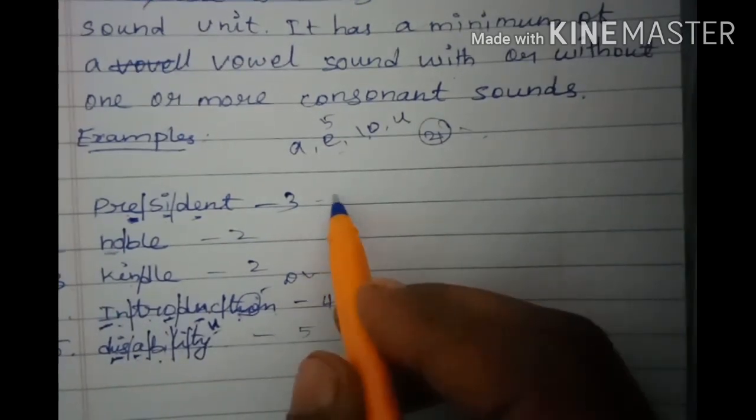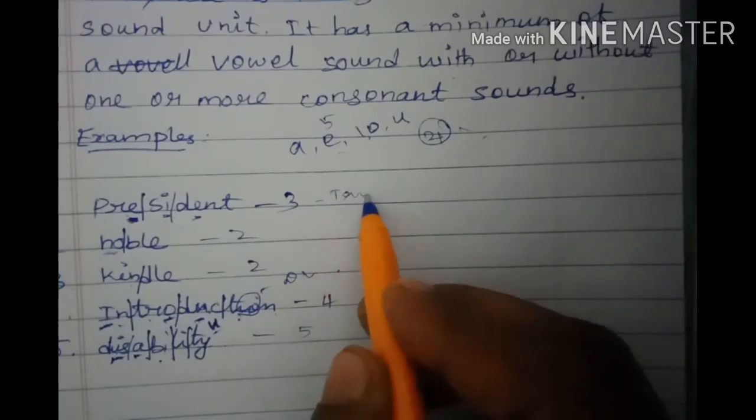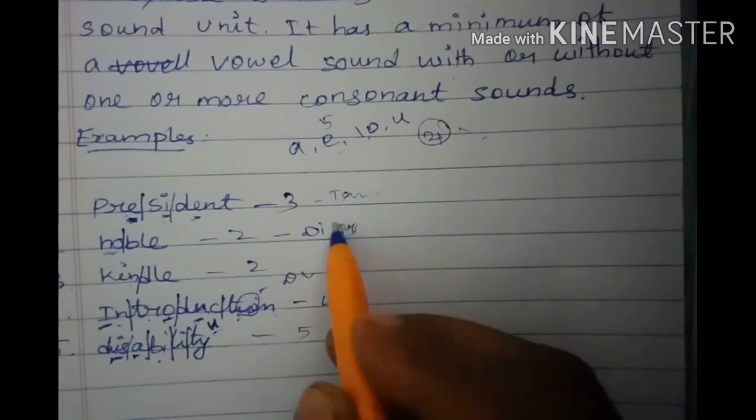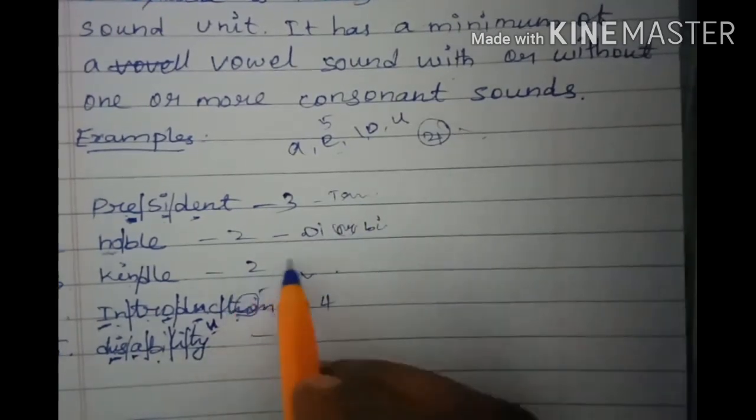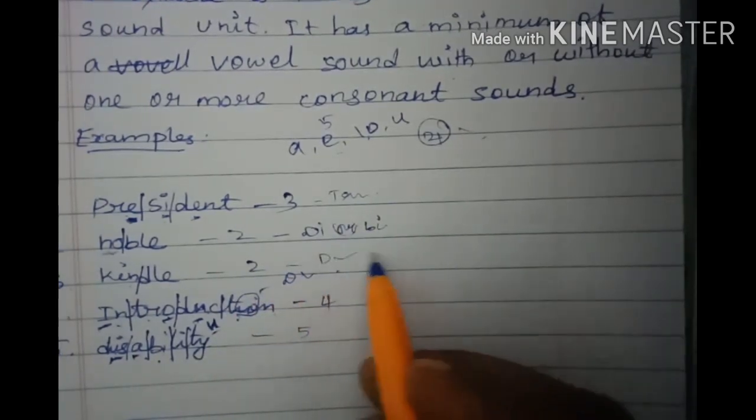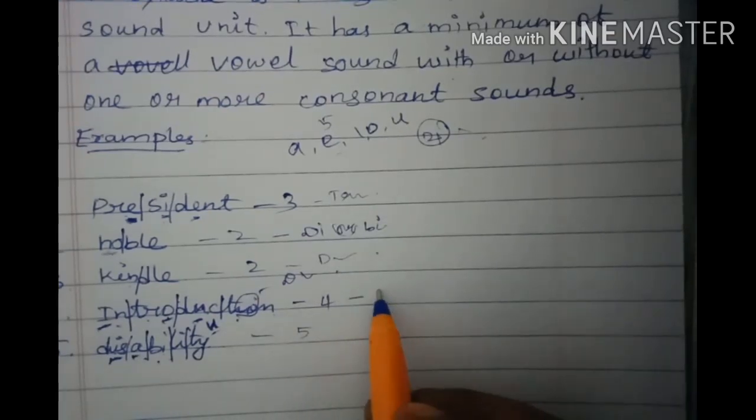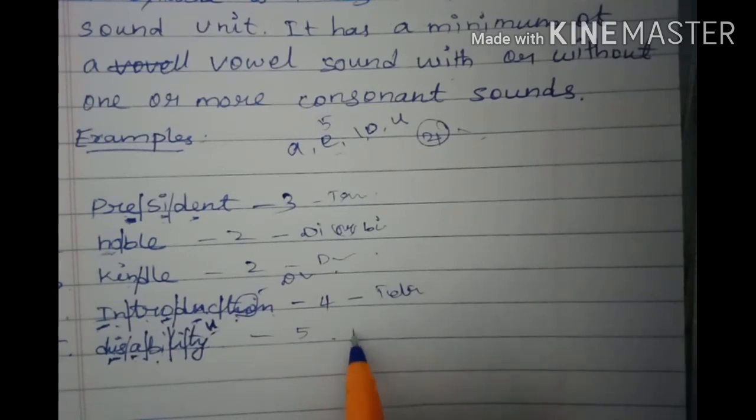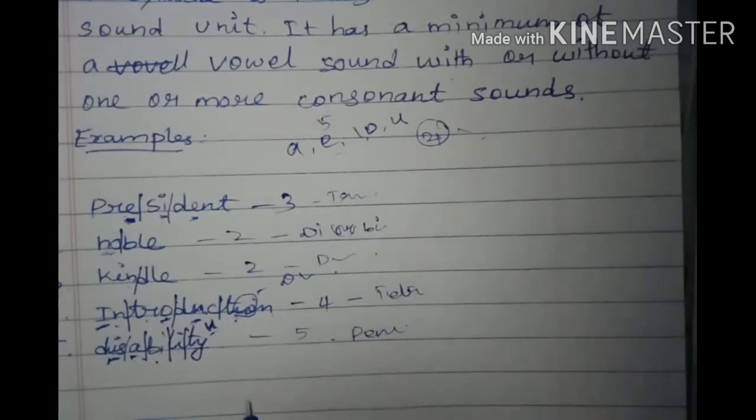So 3 means, already I told that, tri-syllable word. 2 means di or bi-syllable word. Then 4 means tetrasyllable. Then 5 means pentasyllable. I think this is also important, just keep it in your mind.